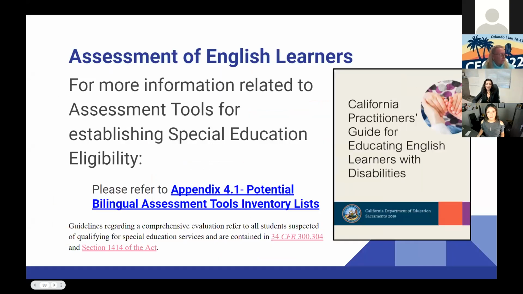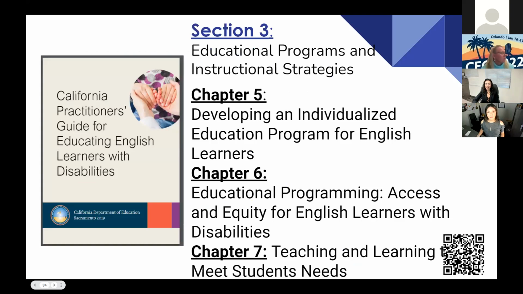So as I mentioned, there is an appendix in this chapter for potential bilingual assessment tools. Again, not an exhaustive list, but it will help you as you look to identify tools and resources to support you as you assess students who are English learners who may be identified as a student with a disability as well.